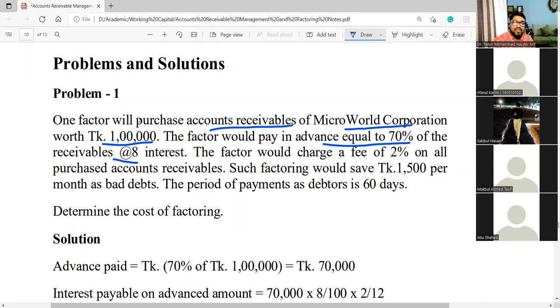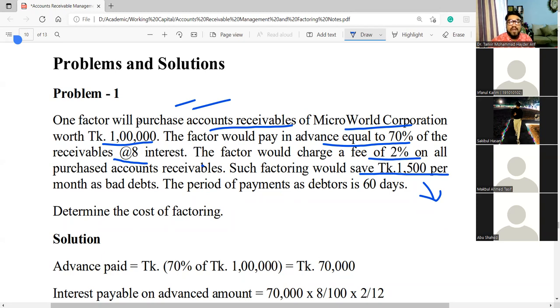70%. এবং সেক্ষেত্রে ইন্টারেস্ট রেট কত? 8%. And ফি কত চার্জ করবে আমার কাছ থেকে? 2%. আর আমি যদি ফ্যাক্টরিং করি তাহলে আমি কি পরিমাণ অর্থ সেভ করতে পারবো ব্যাড ডেট বাবদ? 1500. এটার মানে হলো আমি যদি এরকম একটা কোম্পানিকে নিয়োগ না দিতাম, তাহলে আমি যদি কালেকশনে থাকতাম তাহলে আমার গড়ে 1500 পার মান্থ ব্যাড ডেট হবে, অভিজ্ঞতা হতে দেখা যাচ্ছে। আর আমি যদি ফ্যাক্টর অ্যাপয়েন্ট করি তাহলে আমি 1500 পার মান্থ কি করতে পারবো?